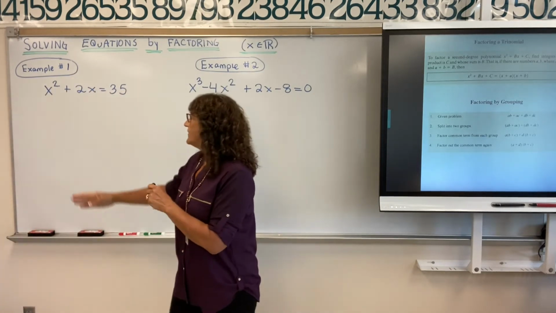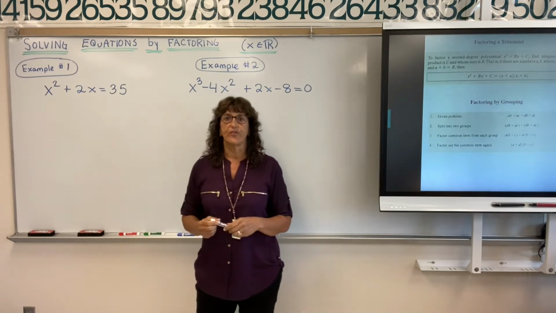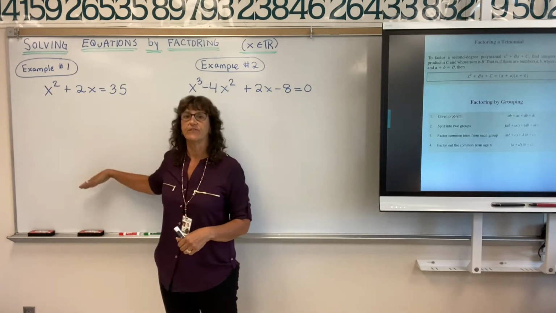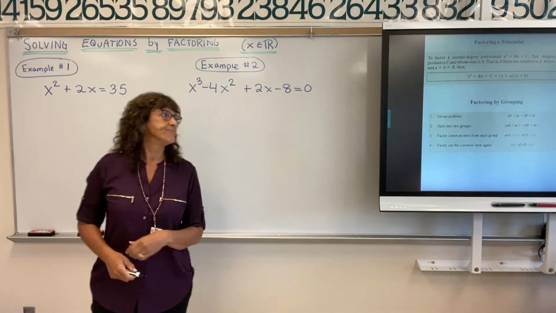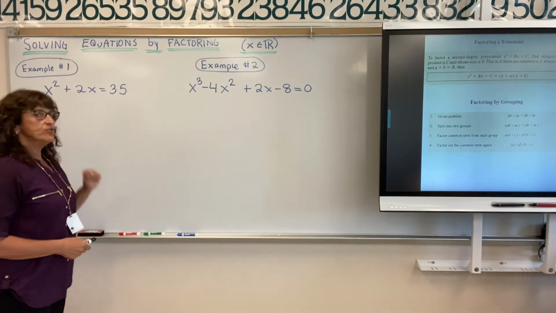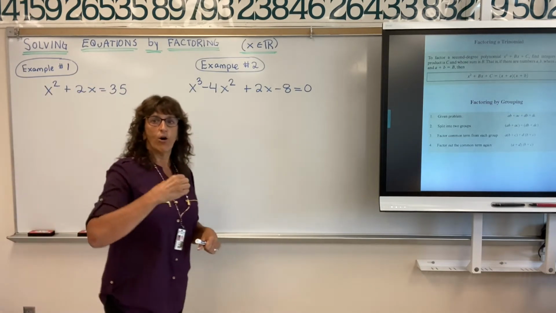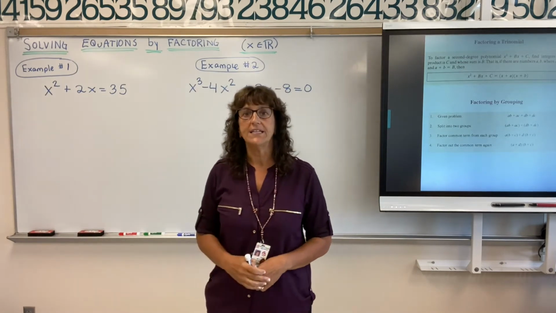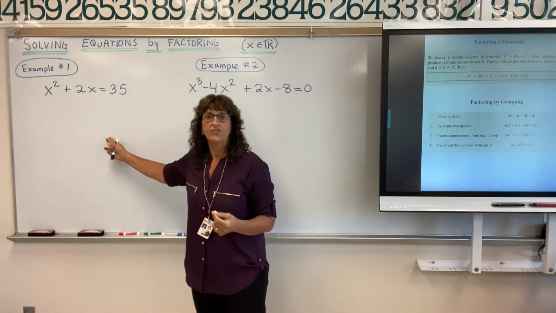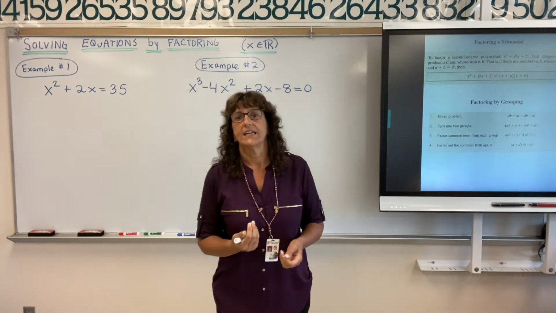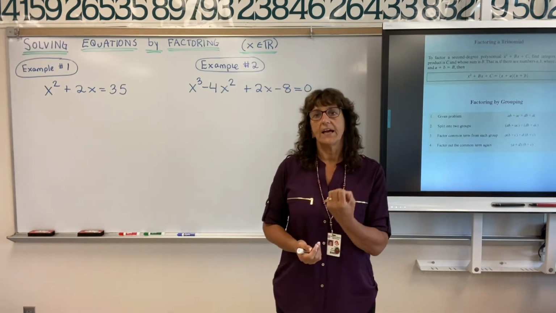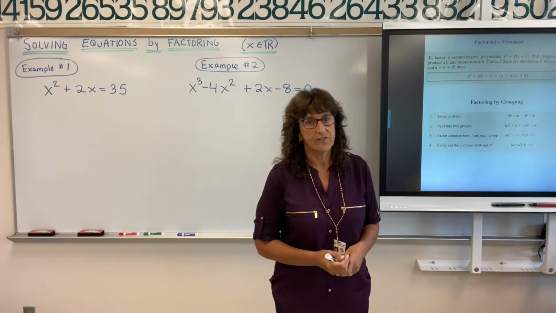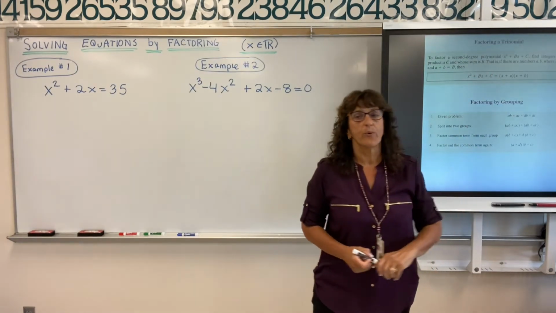Example number 1, we have x squared plus 2x equals 35. We want to find the values of x that make this a true equation. So we want to start by writing all the terms on the left side of the equation and putting a 0 on the right. This is a quadratic equation. So we want to write the quadratic equation in the form of ax squared plus bx plus c. So that's the form we want to write it in first.